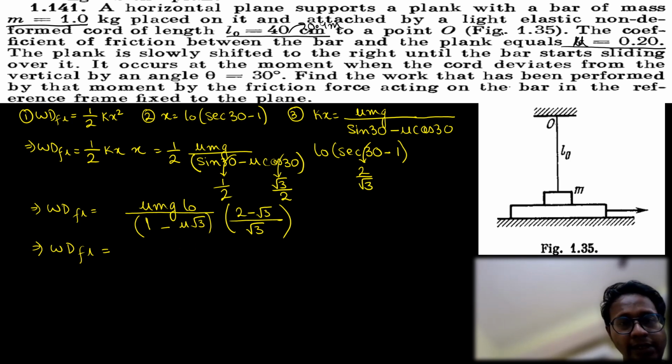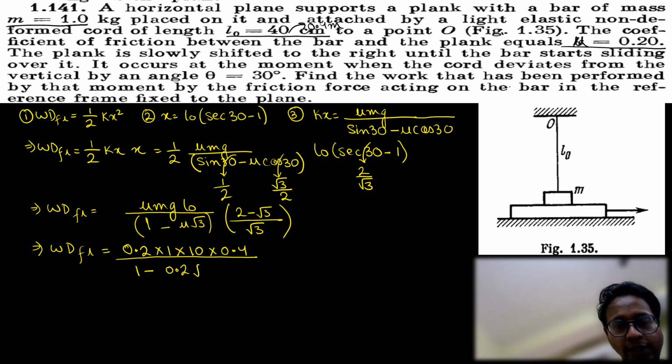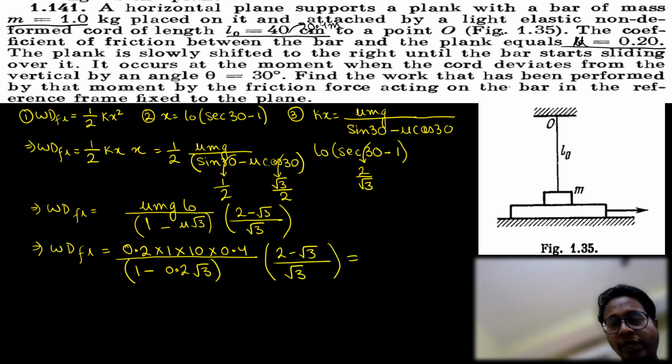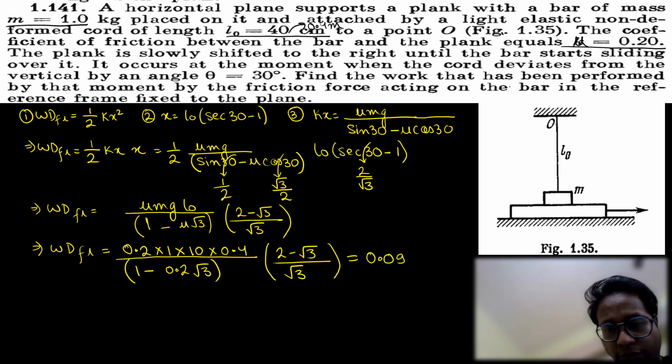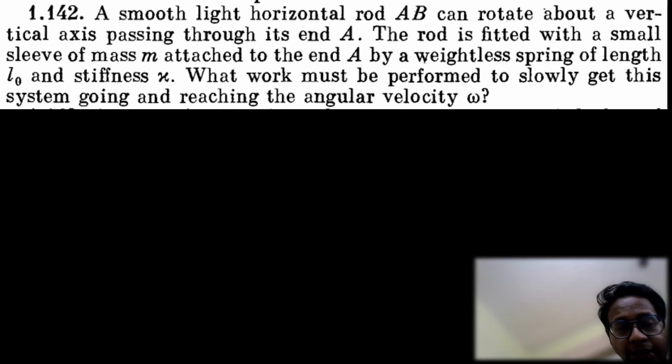So it is nothing but mu 0.2 into M 1 into G. G will be 9.81, but I'll use 10 here, into L naught 0.4 by 1 minus mu. Mu is nothing but 0.2 into root 3 into 2 minus root 3 by root 3. When you use a calculator, it will be around 0.09 joule. Now in this question, this is a rod.